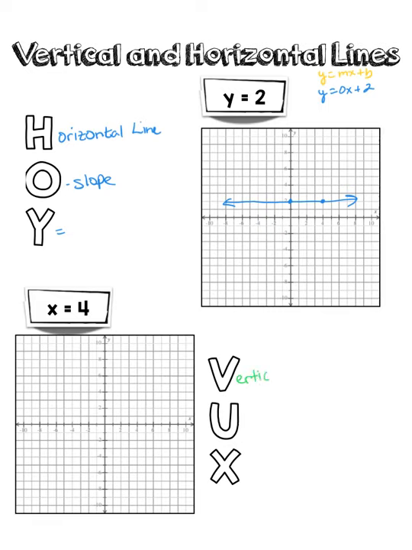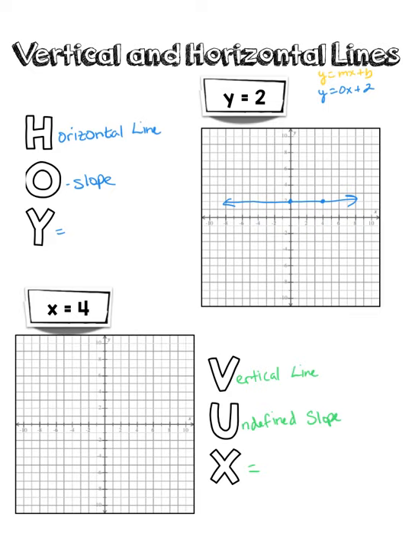vertical line, an undefined slope, and x equals. Now think back to earlier in this unit. If the horizontal line is a 0 slope, what kind of a line has an undefined slope? Right, it's a vertical line.